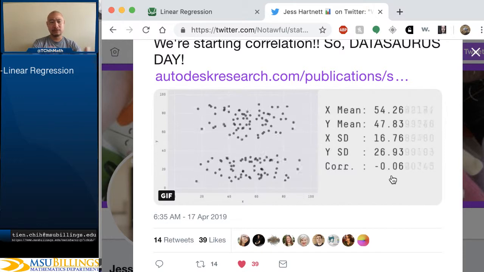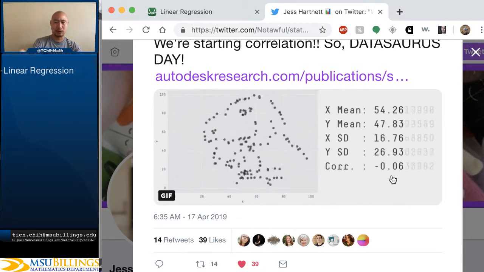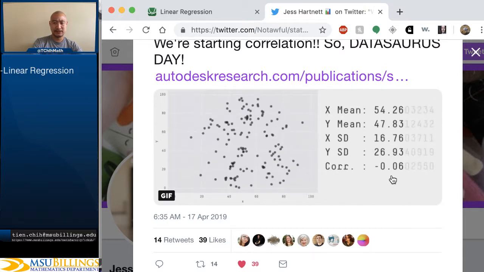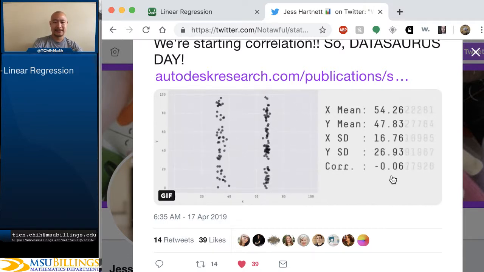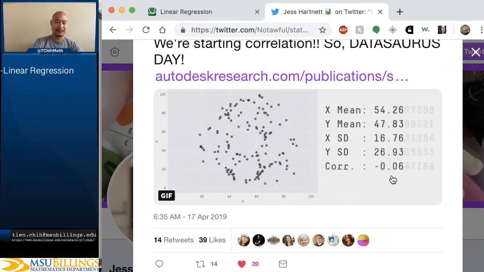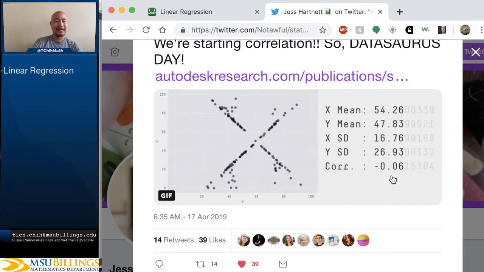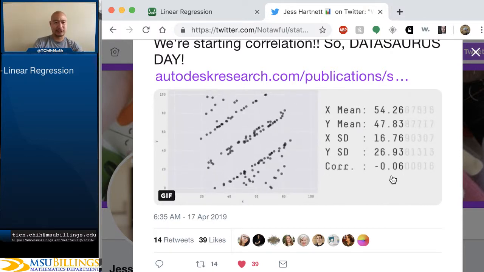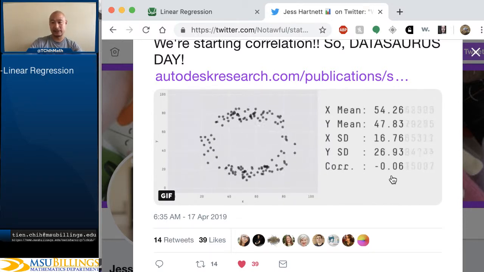And so you should never ever pretend that the correlation information paints a perfect picture of what's going on with your data, right? All of these different plots have the same parameters, and yet we would probably consider them to be very, very different. So that's just a warning in general.